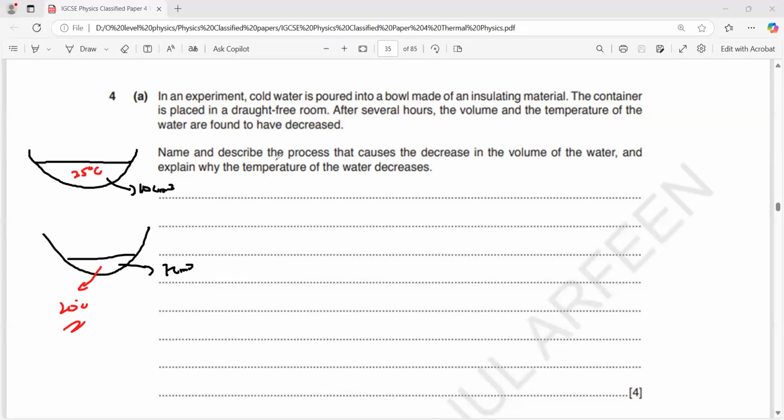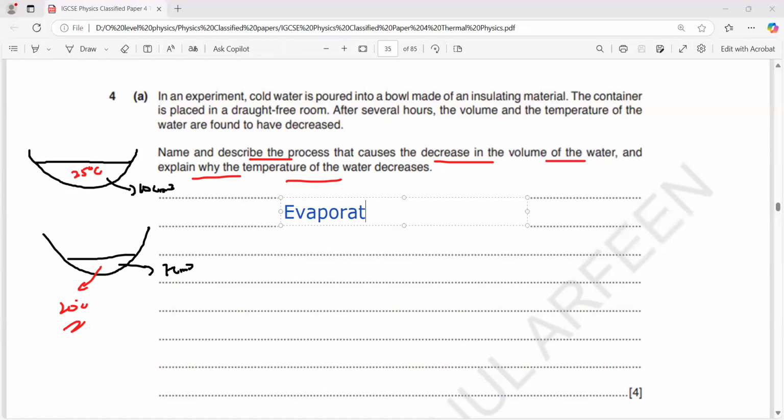Name and describe the process that caused the decrease in volume of the water, and explain why the temperature of the water also decreases. So first, 1 mark is for the process. Which process? Evaporation. So 1 mark is for writing evaporation.